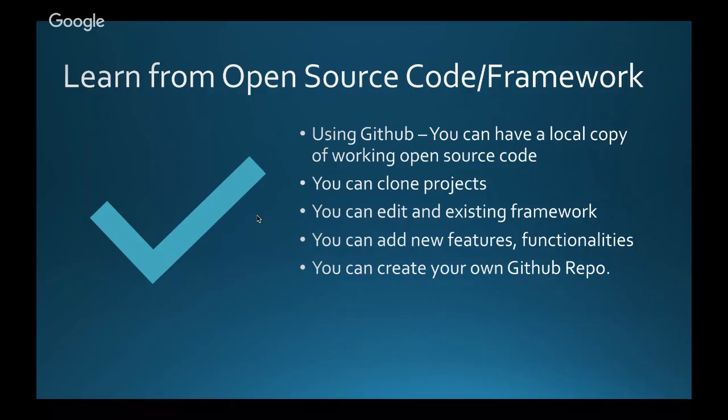You can clone projects, you can edit the existing framework, you can add new features and functionalities to the existing framework, and you can create your own GitHub repository. Once you are done with everything, you can create your own GitHub repository, which is a very good way to showcase your skill set. Just imagine, instead of saying to anybody that I am an automation tester, you're showcasing your repository to that person. You can showcase this repository link on your LinkedIn profile, your CV, resume, or to any person with whom you are discussing things.